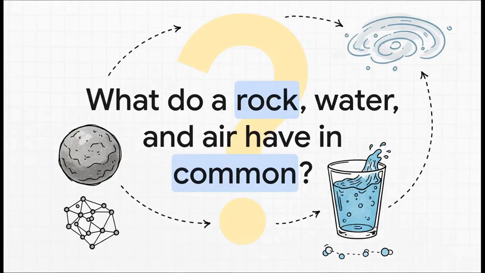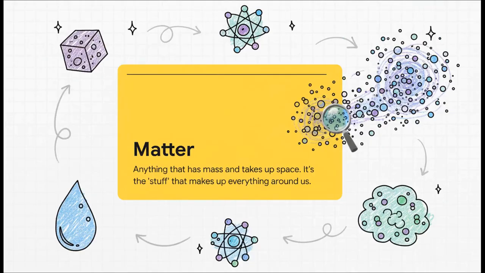So let's start with a question. Think about a rock, a glass of water, and the air you're literally breathing right now. I mean, they seem totally different, right? But what's the one fundamental thing they all share? Well, the answer is they're all made of matter. And matter is really just the stuff of the universe, anything that has mass and takes up space. All of this stuff is made of these unimaginably tiny particles called atoms.